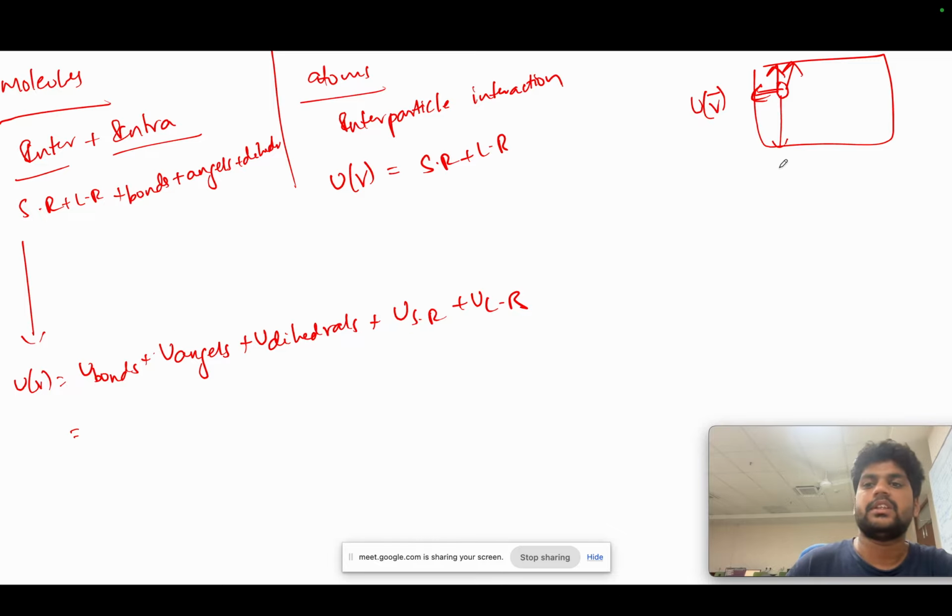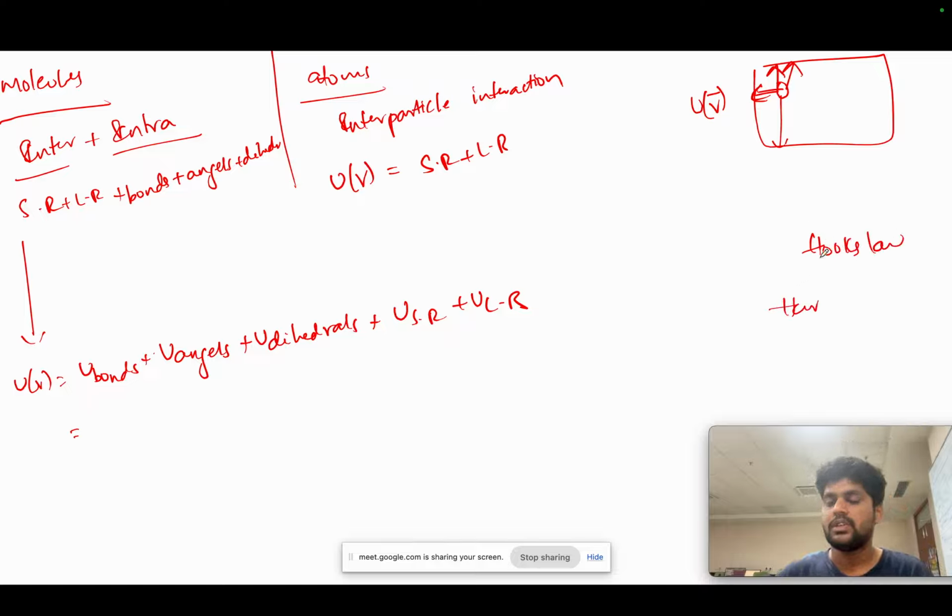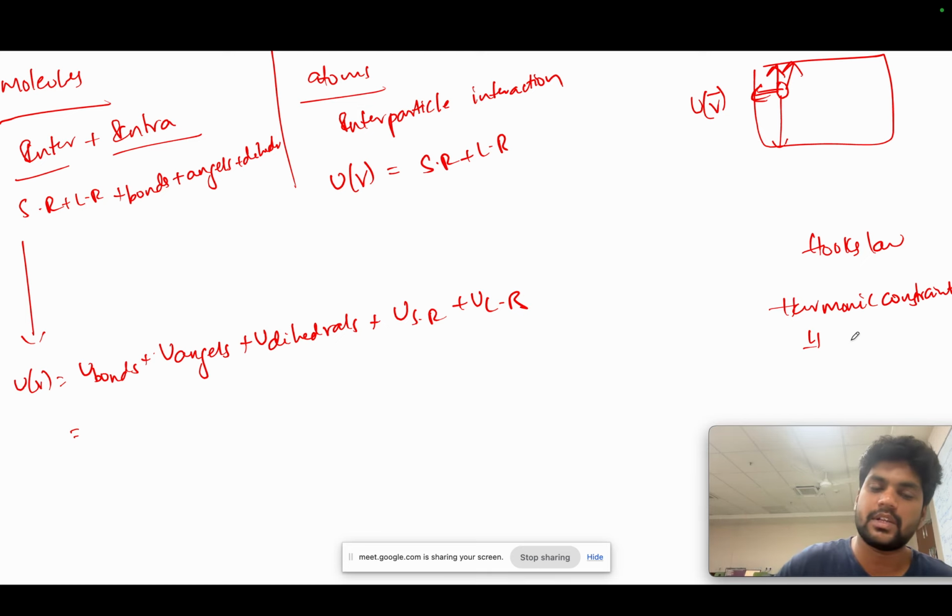For bonds, there are different types of formulas and you can choose which one you want to follow. As Sir said, Sir is following Hooke's law, and there is a harmonic constant also. What does the harmonic constant do? It acts as a spring. So it will take the molecules, it acts as a spring and it will calculate the values.